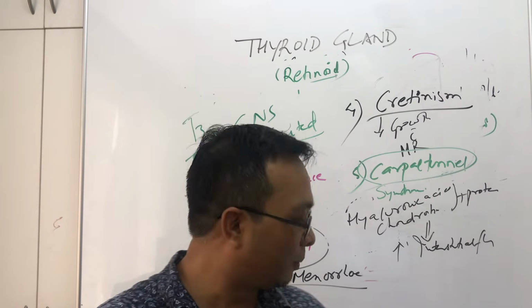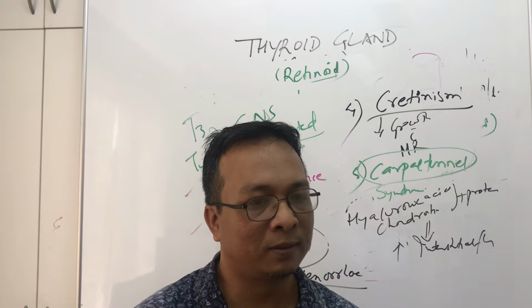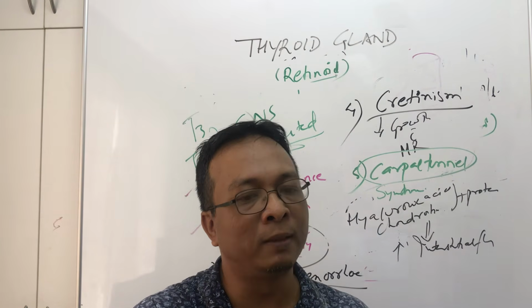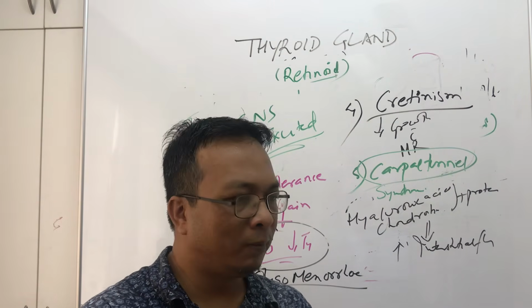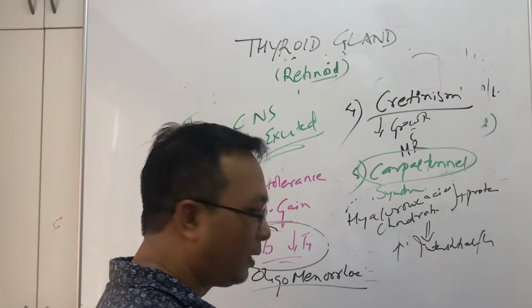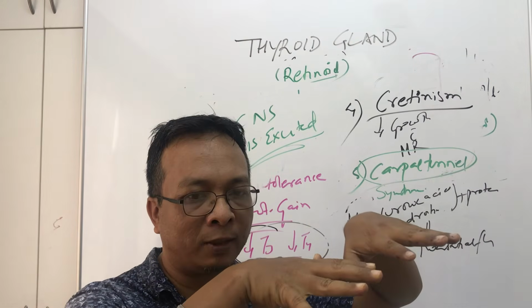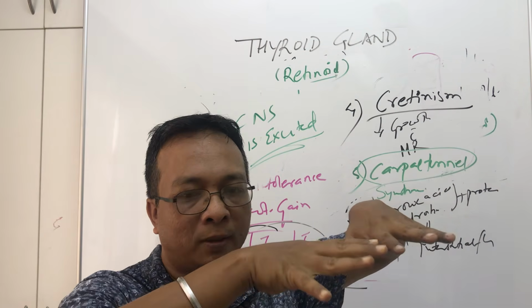So in a hyperthyroidism patient, when you observe the patient clearly, they will always be restless. They are always in a panic mode. They will have a lot of anxiety. And when you see their hand, in a hyperthyroidism patient you will find tremor.